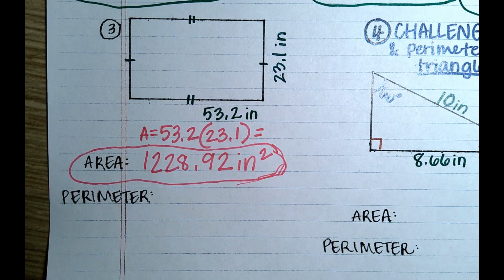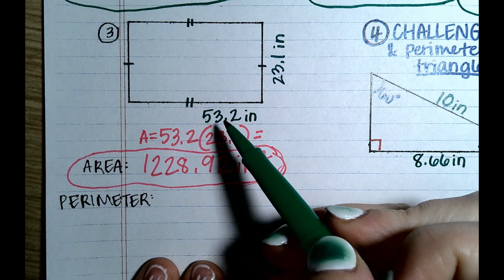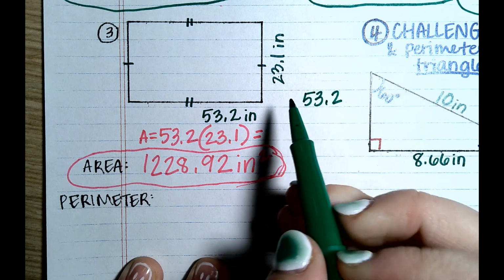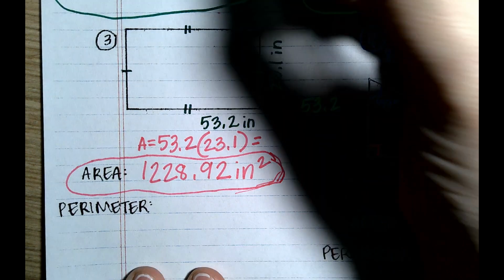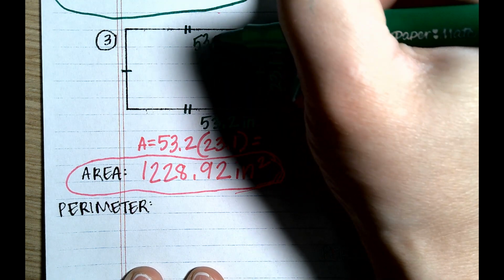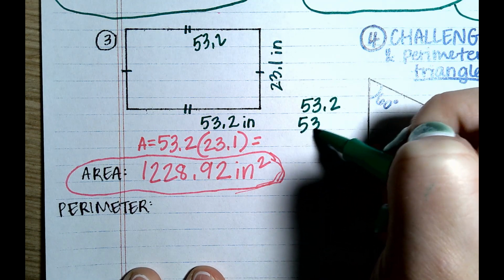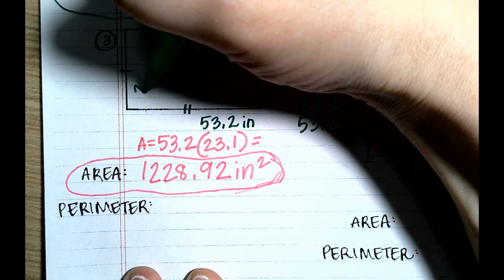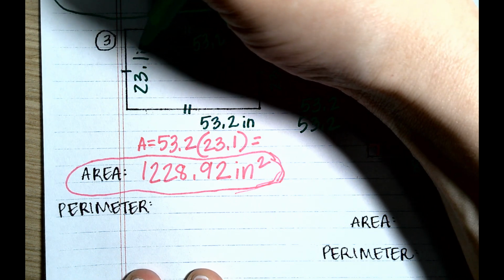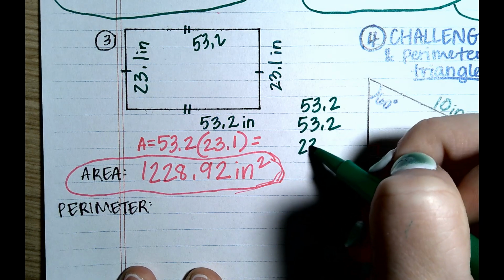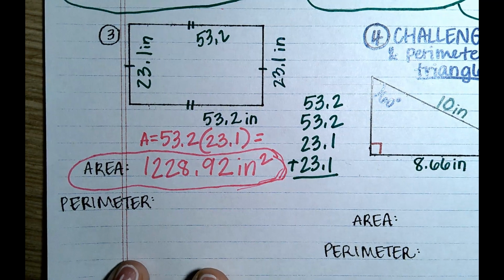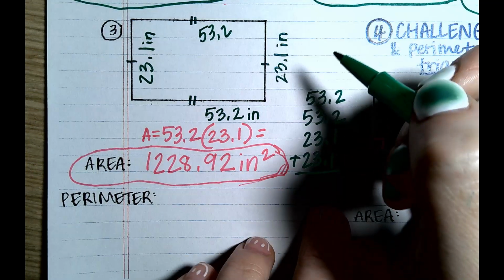Perimeter. How do I do that one? You take 53.2 plus 53.2 plus 23.1 plus 23.1. Perfect. So we've got 53.2 on the bottom and on the top. So we're going to add those. And 23.1 is also on both sides. So we're just adding all the sides together. Then you're going to get 152.6 inches.